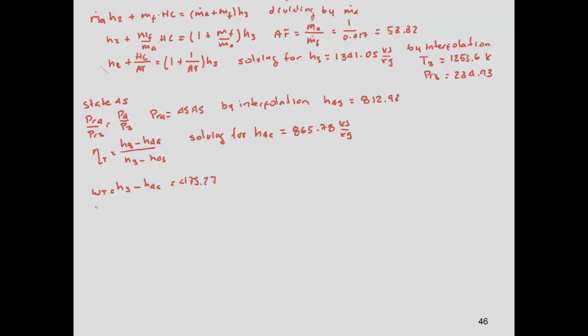And the work of the compressor is H2 actual minus H1, which leads to a value of 312.50. If we make this subtraction, we have the net work to be 162.77 kilojoules per kilogram.